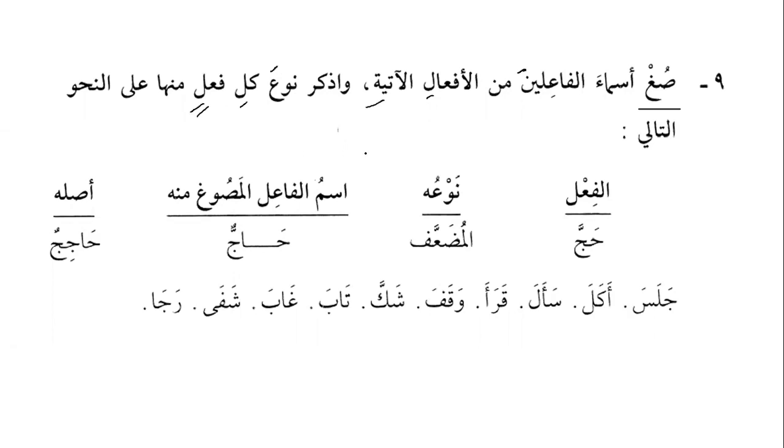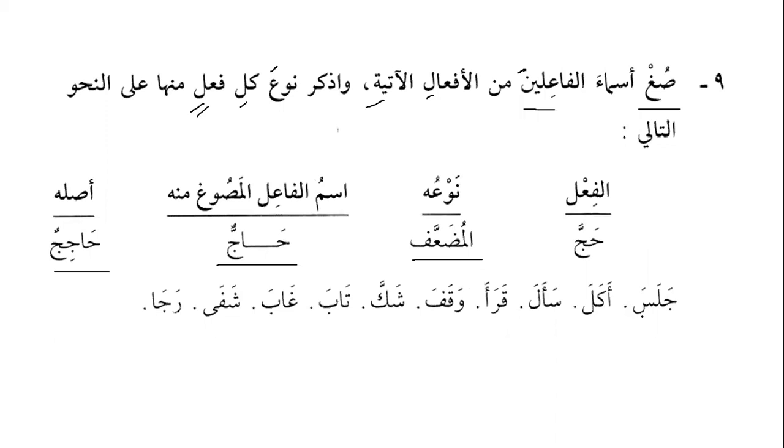So now we have to make asma al-fa'ilin. That's number 1, the doer. And then we have to mention the kind of every verb form on the following pattern. For example, we have here hajja, and naw'uhu is muda'af. Ismul fa'il al-masugh minhu hajjun, and asluhu hajijun. All right. So we have jalasa, naw'uhu as-sahih.